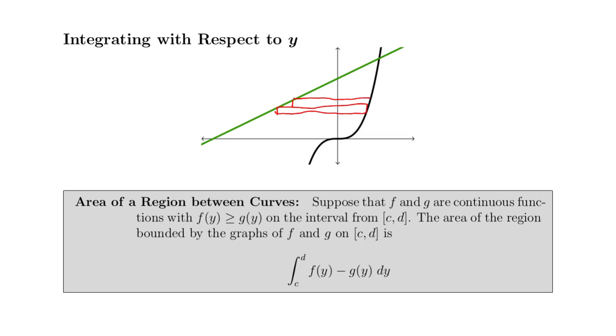And I know my rectangles are kind of bad, but oh well. You can see what's going on. Now, we don't have a delta x, a tiny width. We have a delta y, a tiny height. And we want to find the width of our rectangles.